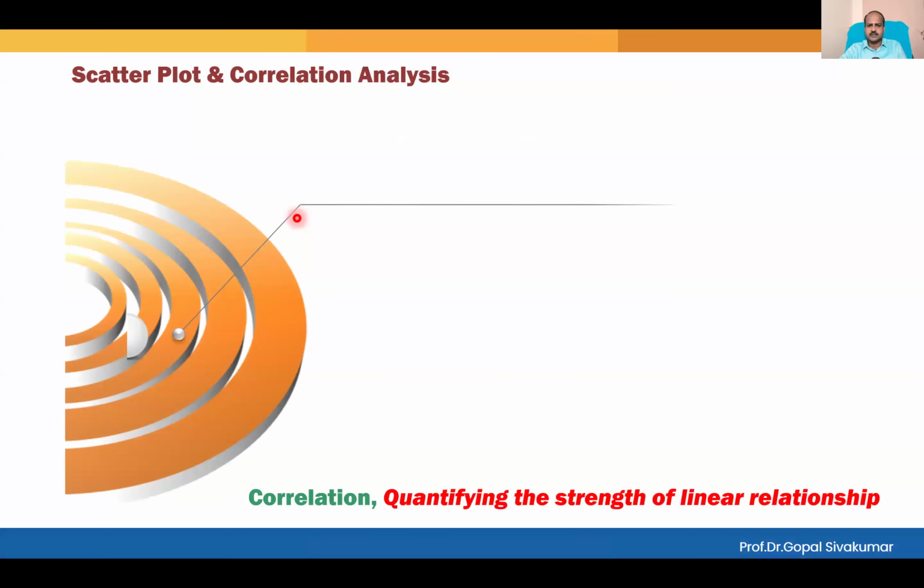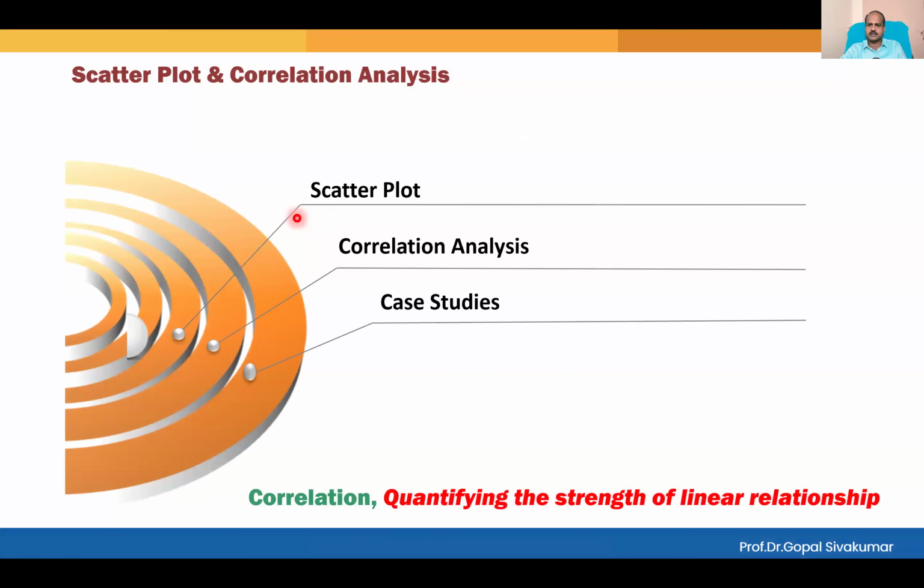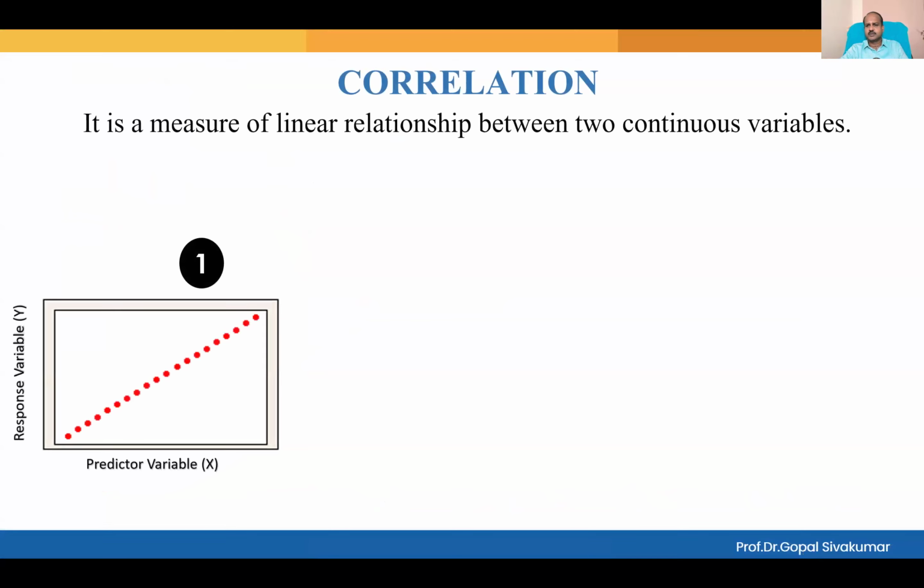So for that, we are going to understand the scatter plot and then correlation analysis. Correlation means quantifying the strength of the linear relationship between an x variable and a y variable, known as the predictor and the response variable, respectively. A typical scatter plot is nothing but a graph showing the x variable in the horizontal axis, the y variable in the vertical axis.